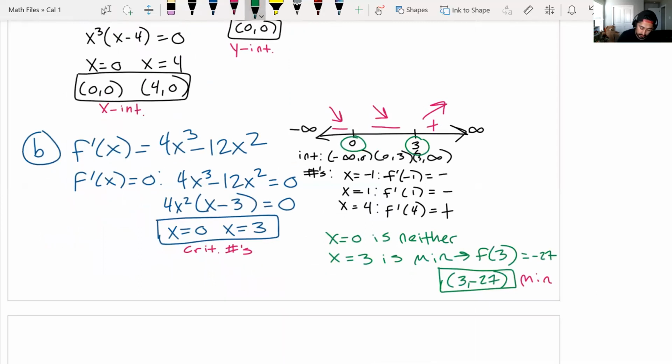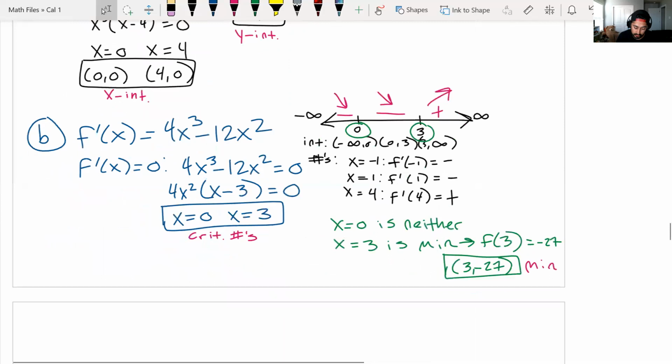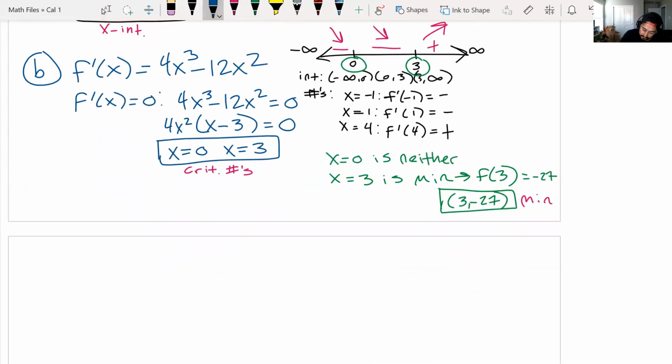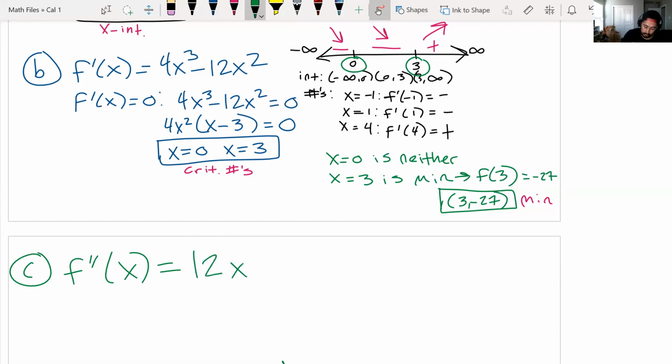So let me get the second derivative down. So C, we're going to look for inflection points. This means we're going to do f double prime of x. So we're doing the second derivative, which above would be 12x squared minus 24x. Perfect.